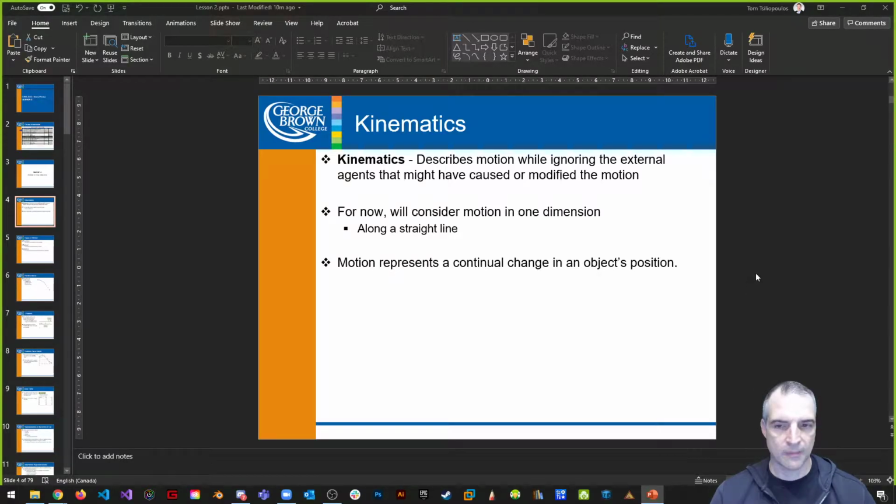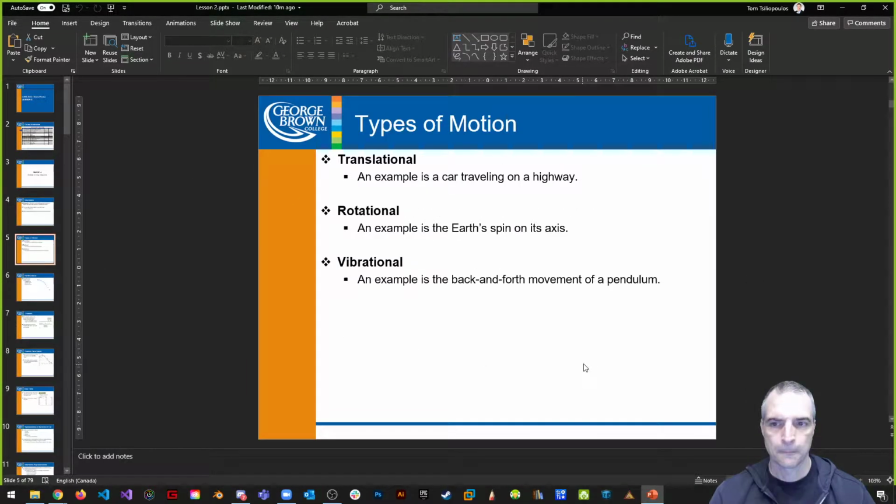Okay, so kinematics. It describes motion while ignoring the external agents that might have caused or modified the motion. And for now, we'll consider motion only in one dimension along a straight line. And motion for us represents a continual change in an object's position. So that's the vector that we're looking at, the position vector. There are several types of motion: translational motion, rotational motion, and vibrational motion. What we really care about for this course and for your projects over this semester is usually translational and rotational. Vibrational, typically we don't look at.